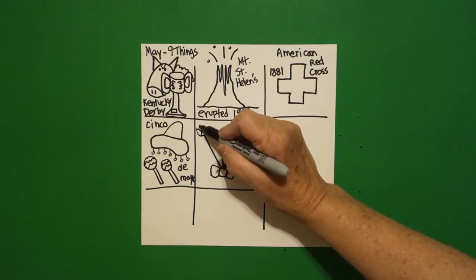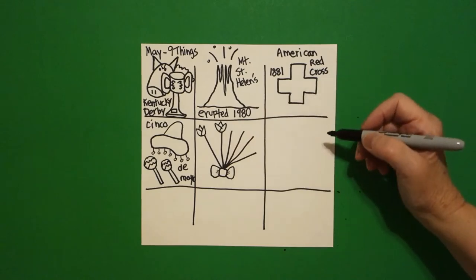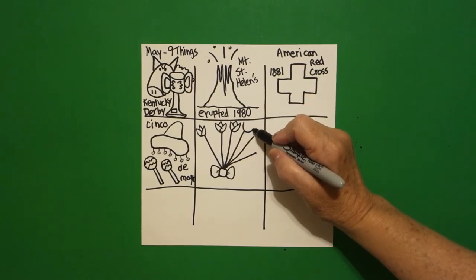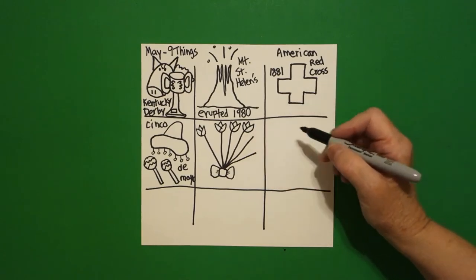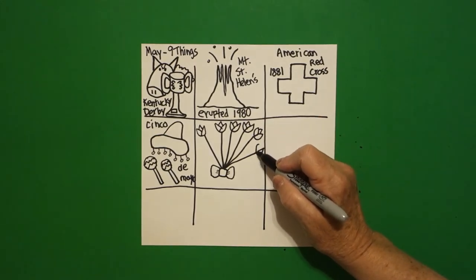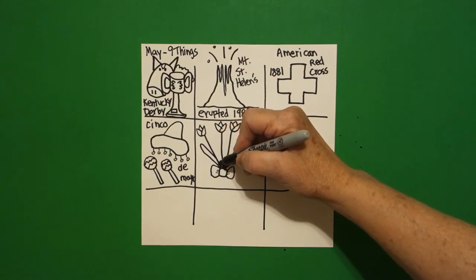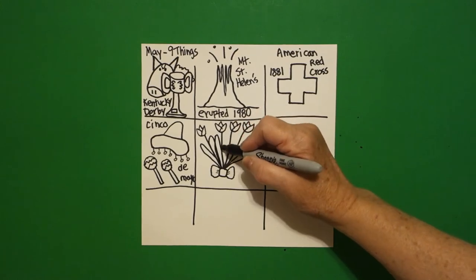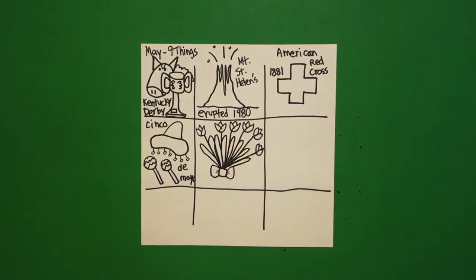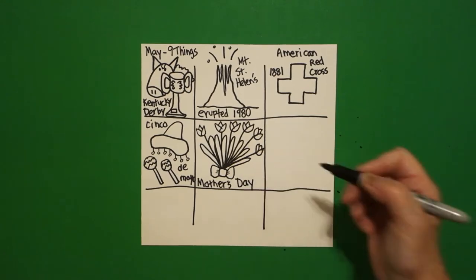Curve line in, diagonals, curve line in, up, down, little diagonals, curve line in, up, down, curve line up, in, little diagonals, curve line up, in, little diagonals. If you have room, we're going to draw a straight line, curve line, straight line, curve line, straight line, curve line, straight line, curve line. Work your way across, straight line, curve line, connect. And this is Mother's Day. Mother's Day. Pretty exciting stuff in May.